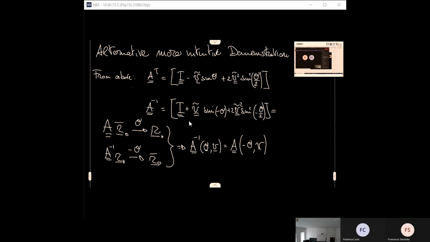Well, let's rewrite it. This is super easy, as you can see. It is I. The sinus of minus theta is minus the sinus of theta, because it's an odd function. So it's minus v to the sinus of theta plus 2v squared. The sinus squared is now an even function, so it doesn't matter the sign of the argument of the function. So this is sinus squared of theta divided by 2. And this is exactly the same as the transpose, you see? Right? So this demonstrates again the argument.